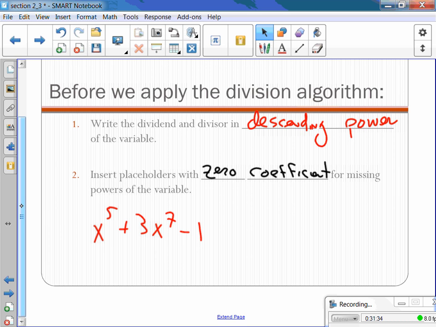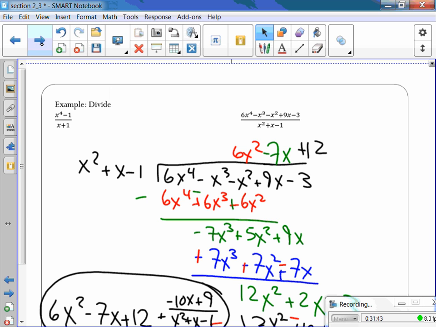Very important question. You will see that in the homework. Don't just use your zero coefficient placeholders for the dividend. It works for the divisor as well. If you are missing something, again, you have to put them in descending order. Missing something for either one, the divisor or the dividend, put in those zero placeholders. It will make your life a lot simpler.